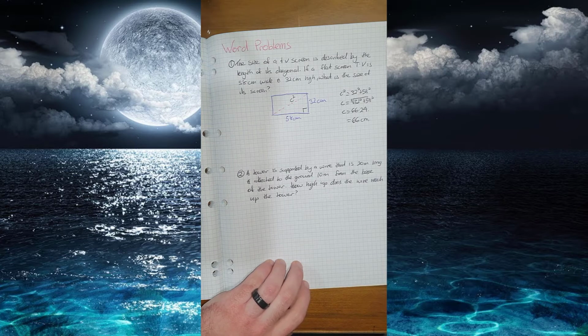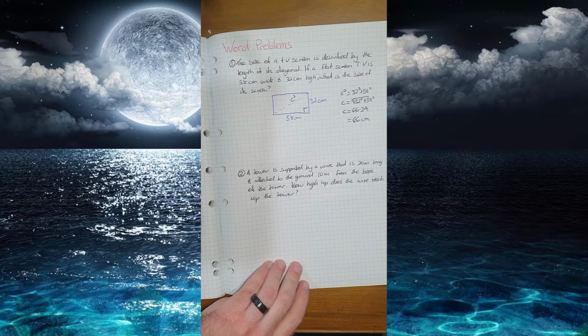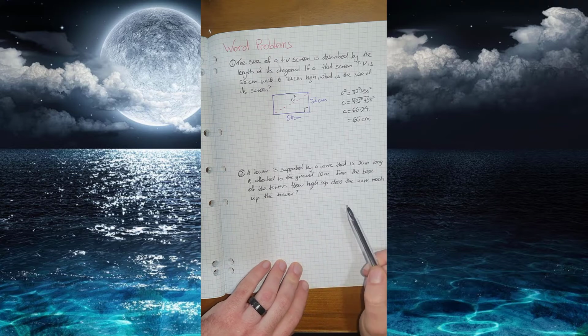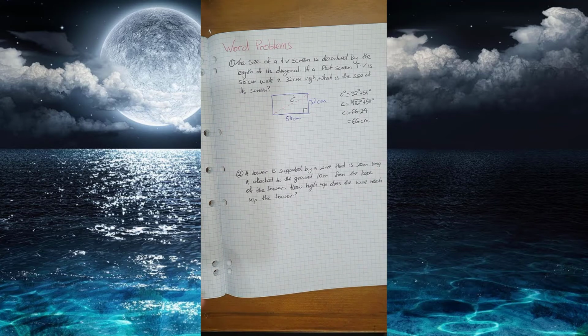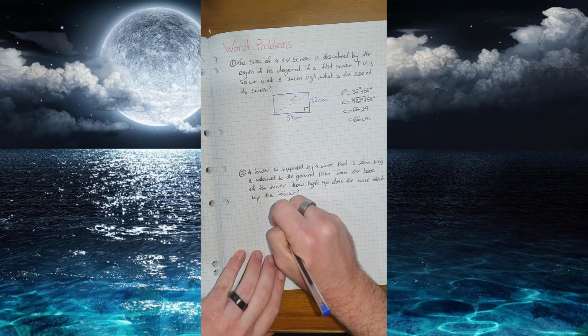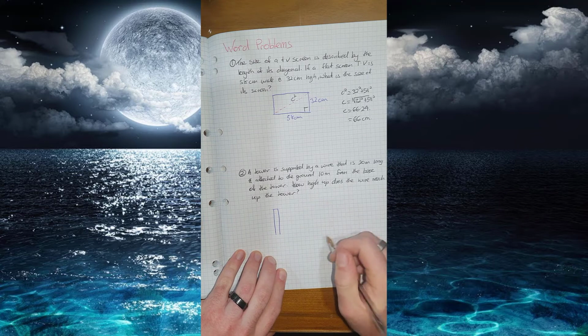A tower is supported by a wire that is 20 meters long and attached to the ground 10 meters from the base of the tower. How high up does the wire reach up the tower? Again, let's get out our diagram. So I need to draw a tower. Again, does not need to be a work of art whatsoever.